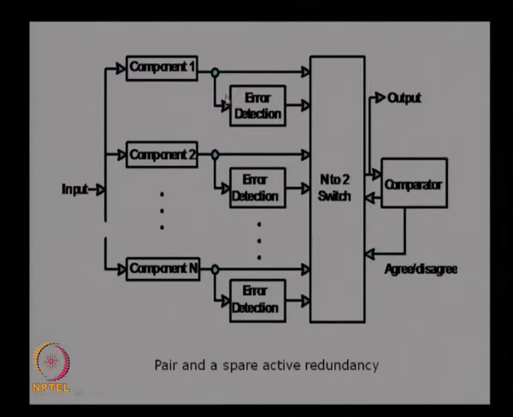So, even if there is a fault in this error detection, so if this error detection fails, we can still get an output from here because there is another comparison at this level. So, the failure of this component can be masked or hidden using this comparator. That is why it is known as a pair and spare active redundancy. And as I mentioned, it can be a hot or cold redundancy based on the way it is implemented. If the components are active, then it is a hot redundancy, otherwise it is a cold redundancy.